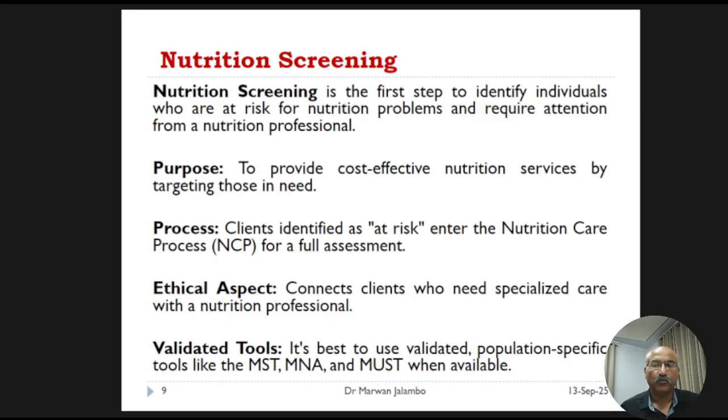professional. To be effective, we should always use a validated, population-specific tool whenever one is available, such as the Malnutrition Screening Tool (MST) or the Mini Nutritional Assessment (MNA). So, what makes a screening tool a good tool?